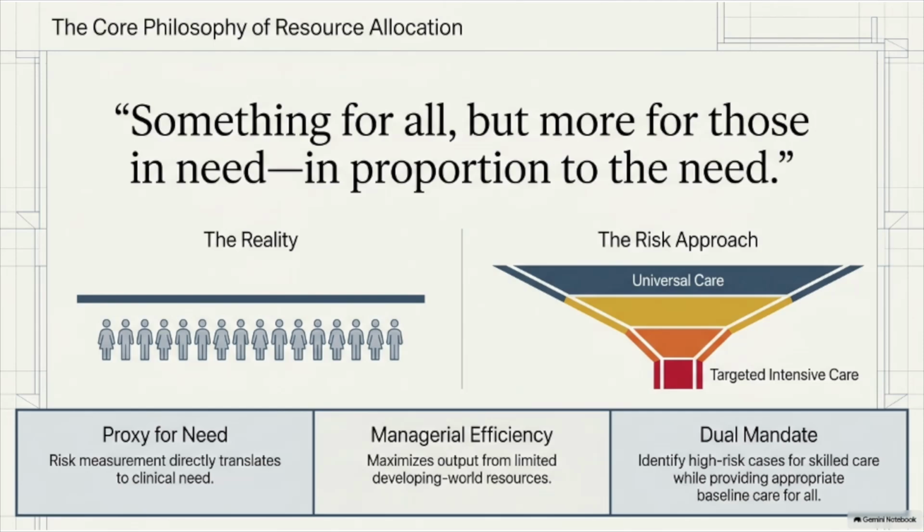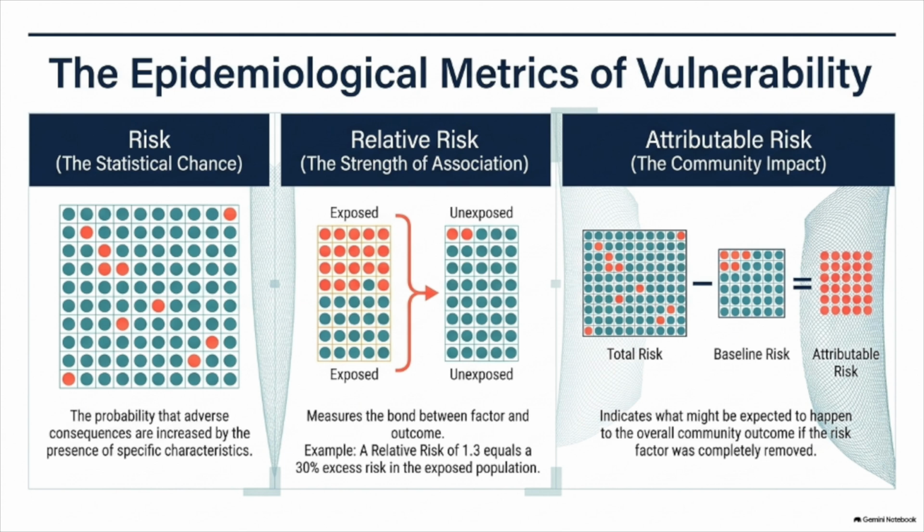This approach works as a proxy for need, since risk measurement directly translates to clinical need. It ensures managerial efficiency by maximizing output from limited developing world resources. And it carries a dual mandate: identifying high risk cases for skilled care while still providing appropriate baseline care for all. To understand vulnerability properly, we need to look at three epidemiological metrics.